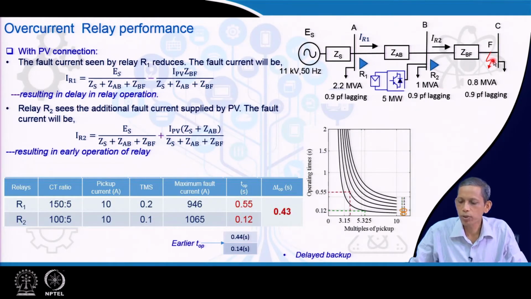Note that for this fault R2 is the primary relay and R1 is the backup relay. What you observe is that the backup relay decision is being delayed. So, the consequence for the overcurrent relay is that in such situations it results in a delayed backup operation.